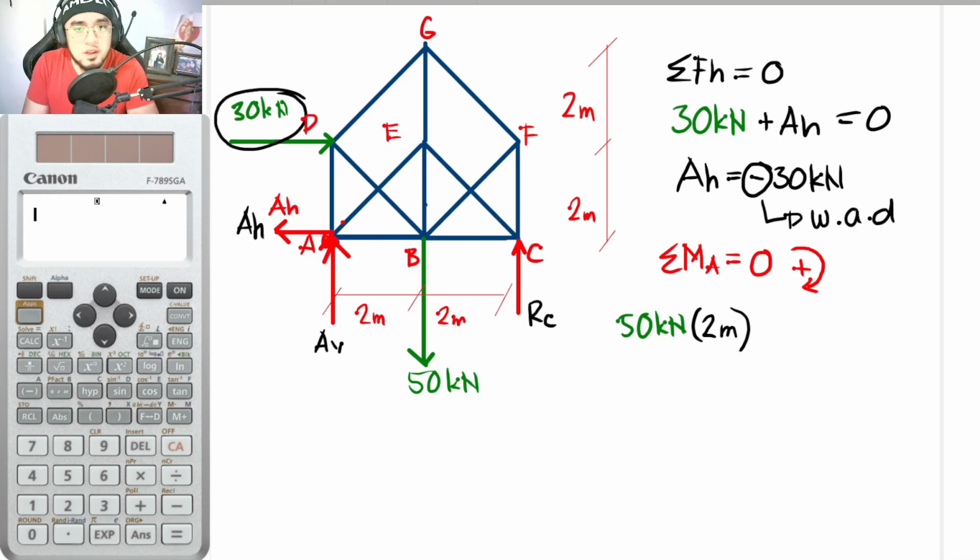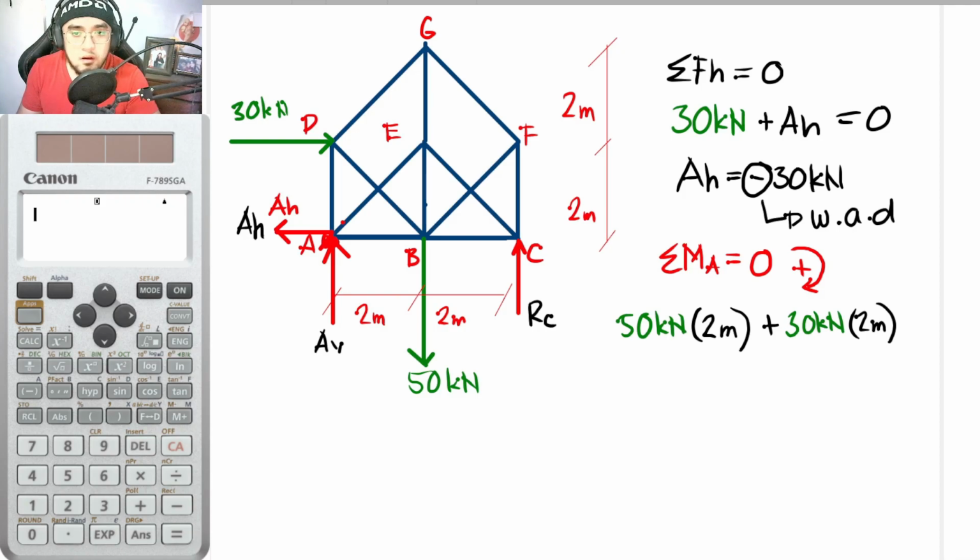So what about for the 30 kilonewton load? Okay, so the tendency of this 30 kilonewton load is to rotate point A in a clockwise direction also. So if this is now point A and this is now the 30 kilonewton load, its tendency is to rotate point A in a clockwise direction. So with that, this is also positive. So plus 30 kilonewtons times the lever arm. So what is the lever arm? Coincidentally, it is also 2 meters. So the distance from this point up until this point is 2 meters.